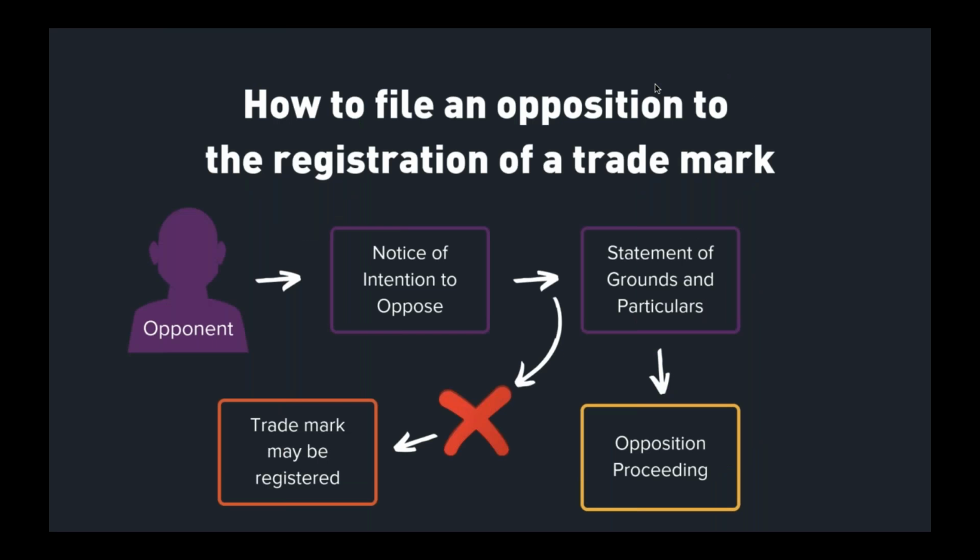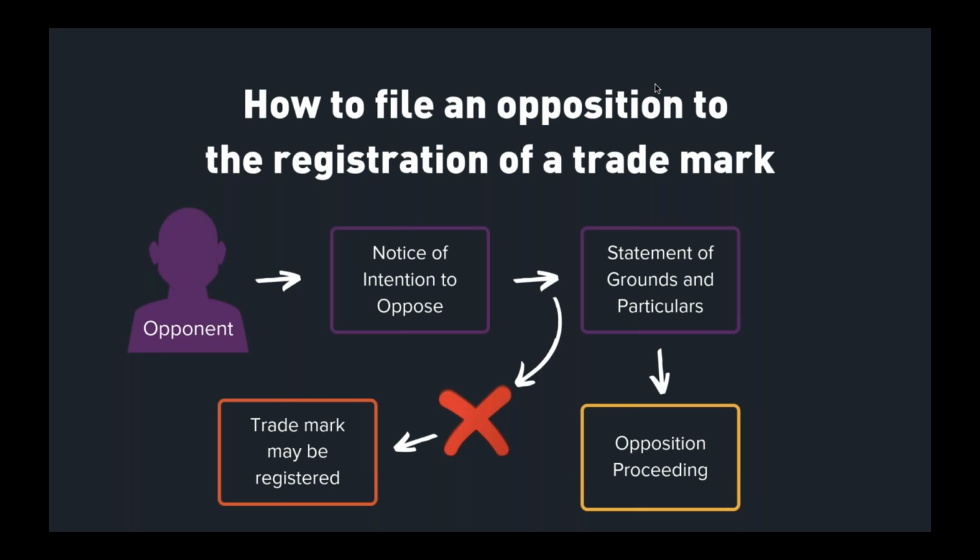The first step to oppose an accepted trademark is filing your notice of intention to oppose within 2 months of the trademark being advertised as accepted in the Australian Official Journal of Trademarks and paying the fee of $250. The second step is filing your statement of grounds and particulars within 1 month of filing the notice of intention to oppose. There is no fee to file a statement of grounds and particulars. If a statement of grounds and particulars is not filed, there will be no opposition and the trademark may proceed to registration.